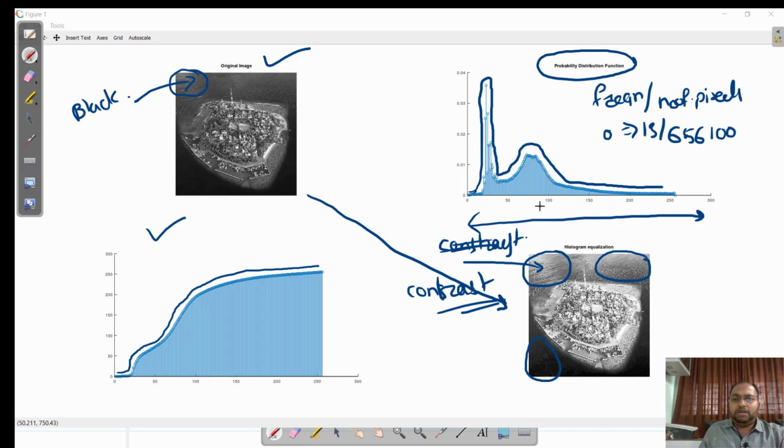I hope you understood this histogram equalization, right? And over here I declare that chapter number two, the second chapter, is finished.